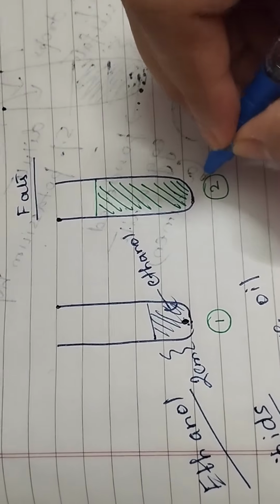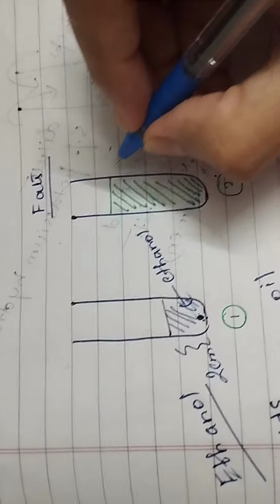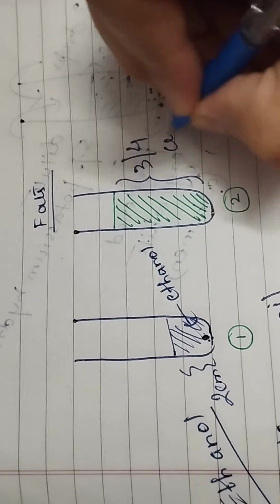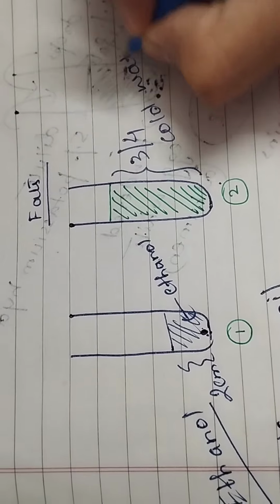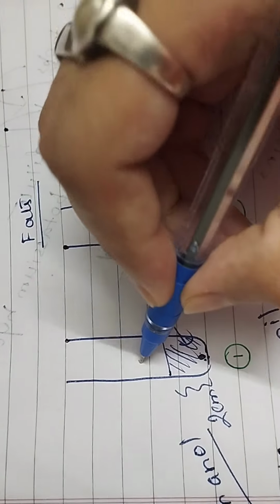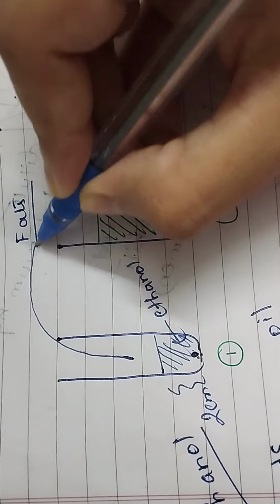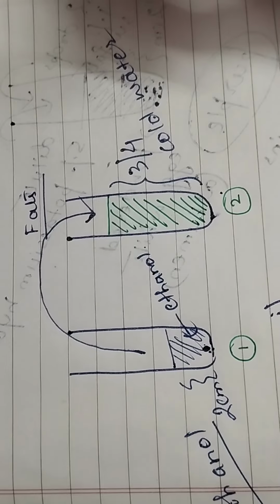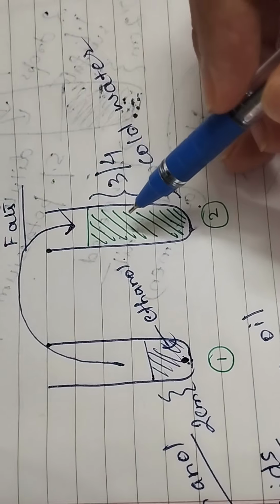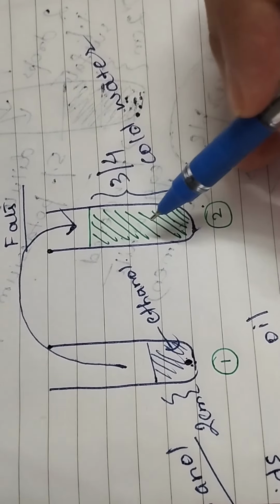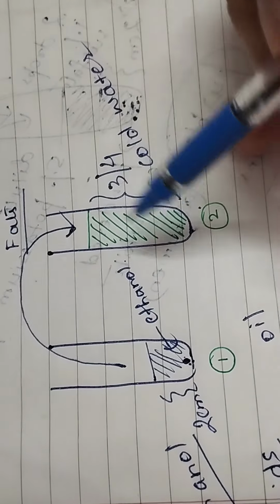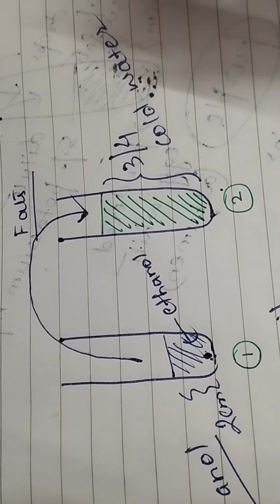Now we have test tube number 2, where previously we filled 3/4 of the test tube with cold water. Now what we have to do is pour the entire content of tube 1 into tube 2. So the full ethanol solution with the oil will be poured inside this test tube, which is already filled up 3/4 with cold water. As soon as you pour the entire content into tube 2, what will happen?